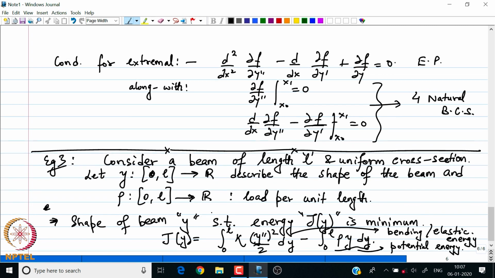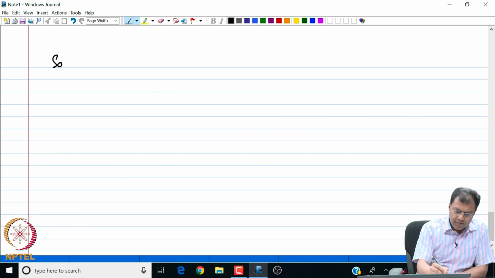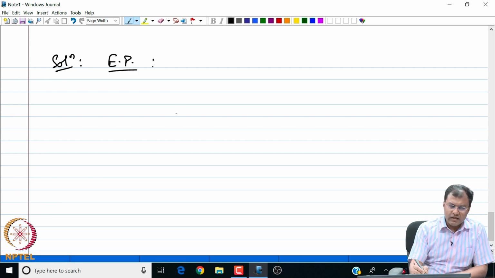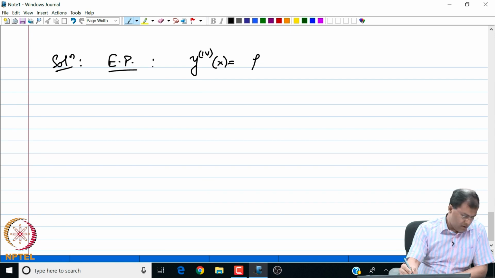Okay. So, then we need to find the optimal shape of the beam. The optimal shape is such that it is going to first satisfy the Euler-Poisson equation. The Euler-Poisson equation for this functional reduces to this ODE: y fourth derivative with respect to x is rho by kappa, right. Let me call this equation A.